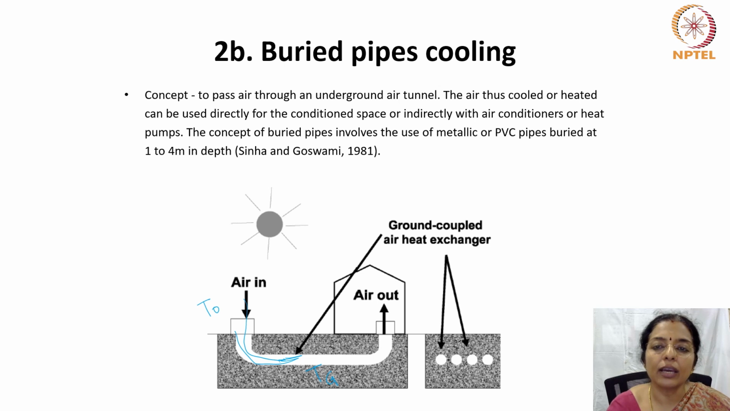So the concept of buried pipes involves the use of either metallic tubes or PVC pipes which are buried at a depth of 1 to 4 meter below the soil, like this. These are buried pipes below the soil.